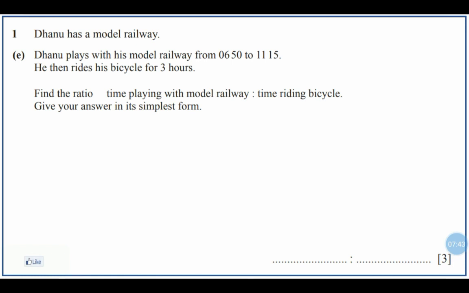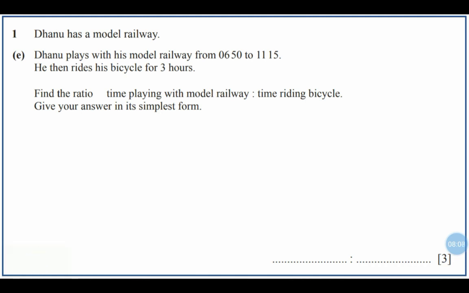Danu plays with his model railway from 6:50, this is in the morning, to 11:15 in the morning as well. He then rides his bicycle for 3 hours. Find the ratio of the time playing with the model railway to the time riding the bicycle. Give your answer in its simplest form.